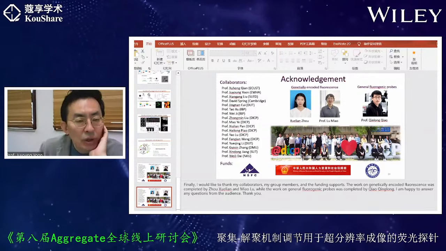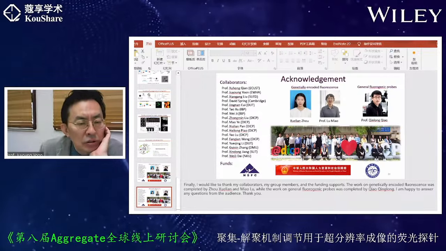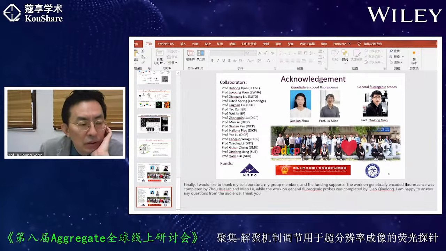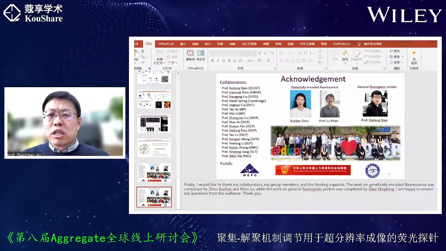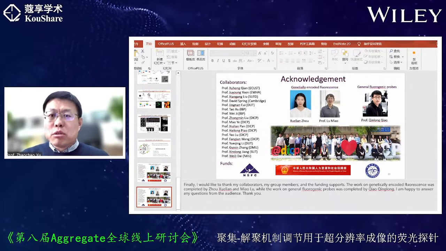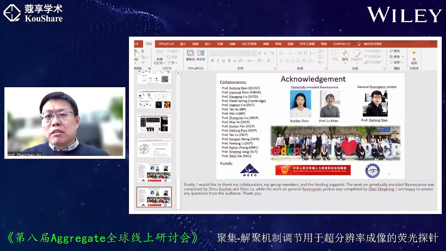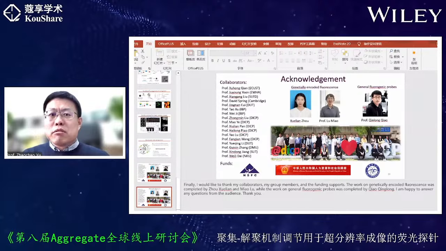Okay, thanks. I have one more question from the audience. Can metal nanoclusters be used for super resolution microscopy? Yeah, this is a good question, and sure, metal nanoclusters can be used in super resolution microscopy. These nanoclusters are very small and very bright.